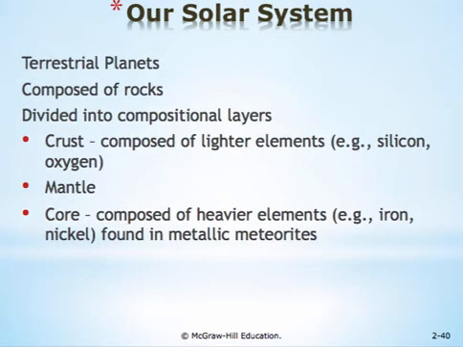Terrestrial planets. Terrestrial, terra firma, means the earth, land. It's composed of rocks. It's divided into compositional layers. First, on the outside, there's the crust, which are the lighter elements like silicon and oxygen. Then, under that is the mantle. And in the center are the heavier elements. For example, iron, nickel, that are found in the metallic meteorites.